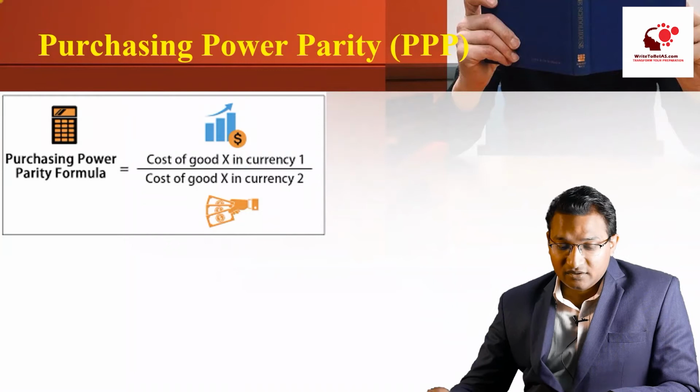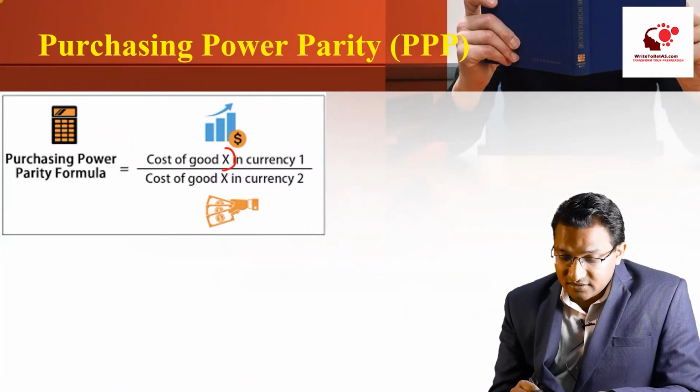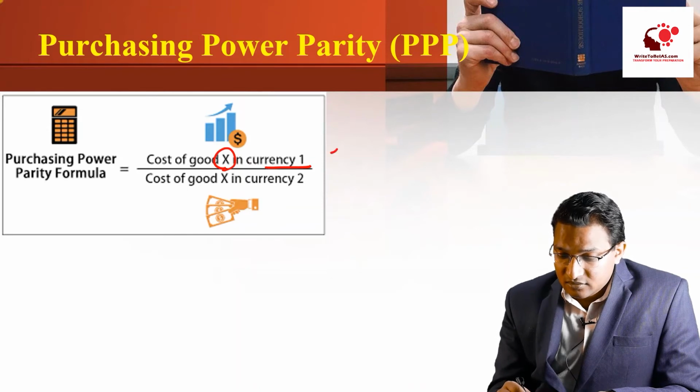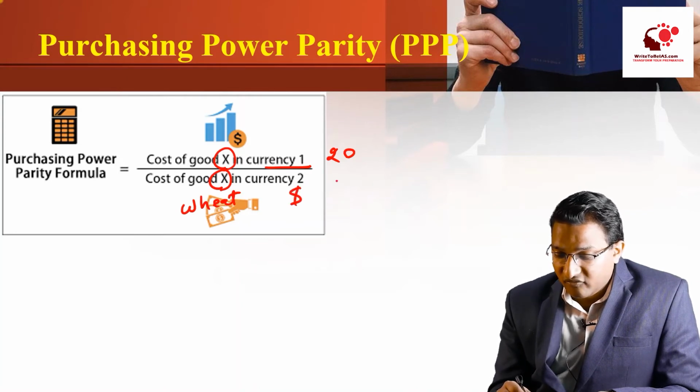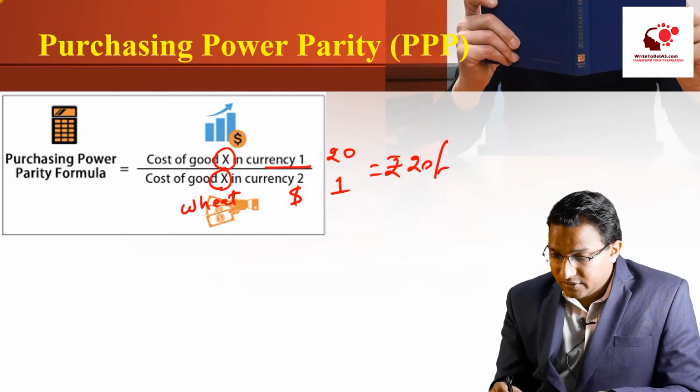How do we calculate the PPP based exchange rate? The cost of goods X in currency 1 is rupees 20, and the cost of goods X, in our example wheat, in currency 2 is 1 dollar. So the purchasing power parity based exchange rate is rupees 20 per dollar.